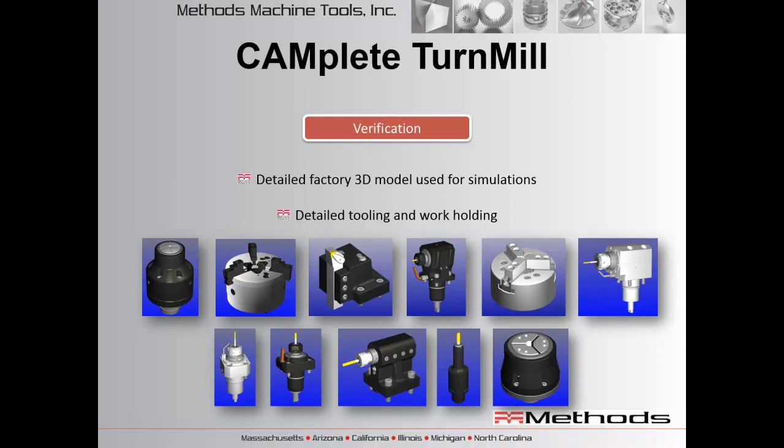If you pick a chuck, Camplete will only show you the jaws that fit in that chuck, so you don't have to search down through this long library. If you pick a live tool holder, you can build whatever size end mill you like, or you can pick one of the standards. Same thing with collets and sleeves. Watch how simple this is for verification.